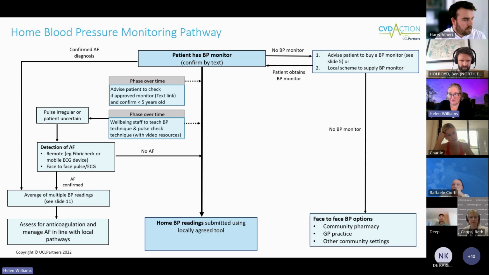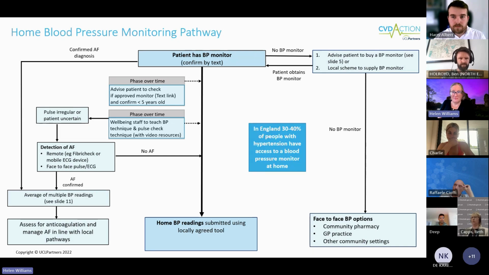So has he got a blood pressure monitor as the starting point? If he doesn't, would he be willing to buy one so he can monitor himself? Is there a local scheme to supply one? And if we can't get a blood pressure monitor, or he declines monitoring at home, obviously there are face-to-face options, and probably the simplest from an access point of view at the moment is the community pharmacy blood pressure checks programme. So just some ideas about how you might embed monitoring that doesn't necessarily have to mean you see the patient yourself face-to-face in a practice.